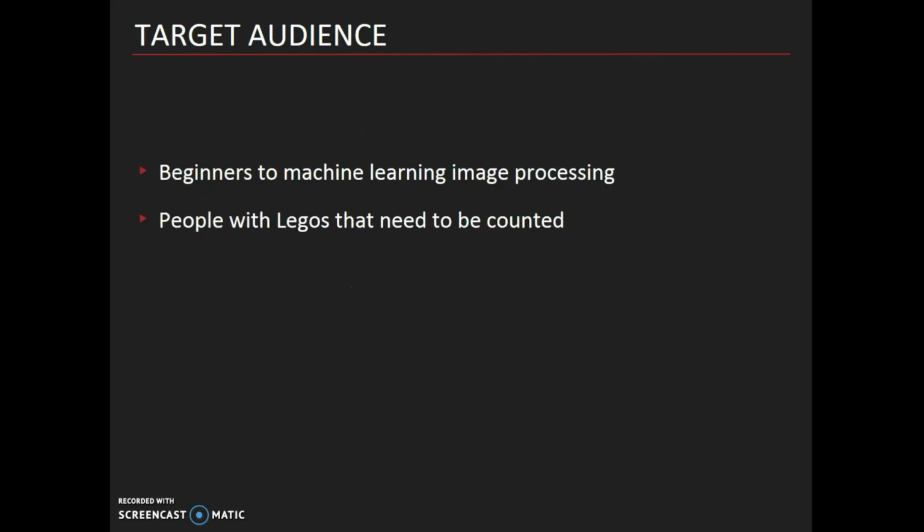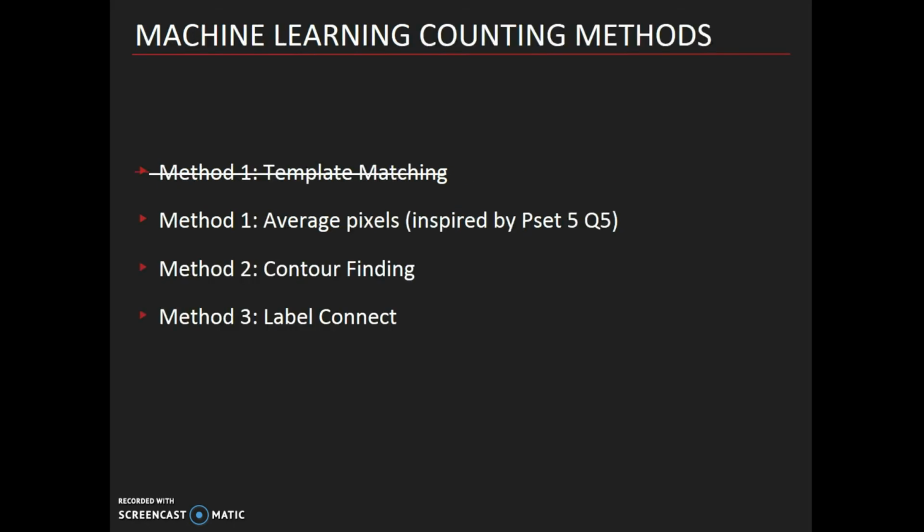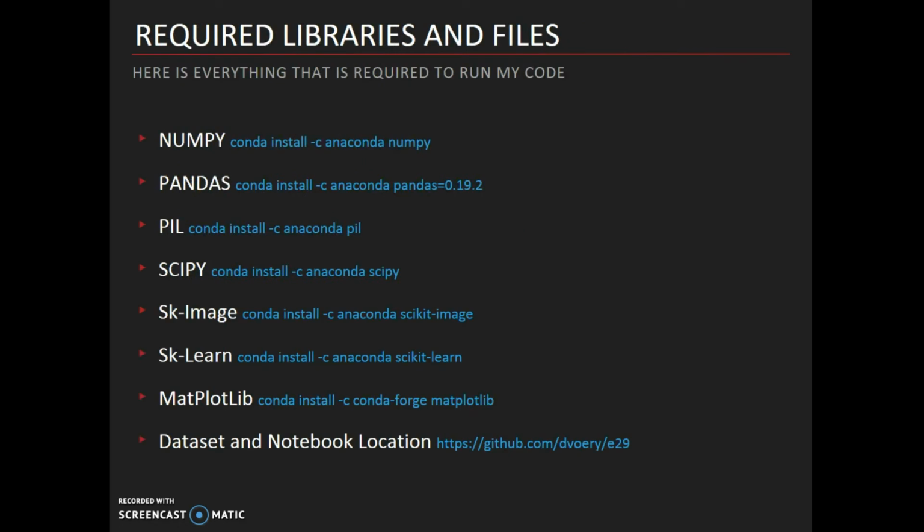The target audience is people who are beginners to machine learning image processing. There's nothing too sophisticated here, and the accuracy could be improved on. In addition to that, people with Legos that need to be counted might be interested in this algorithm as well. The methods that I used are below. Template matching sounded very promising but didn't work out because you needed to have an exact image match for it to find it. So these are the 3 I settled with. And here are the list of libraries and files that you'll need to run this code.